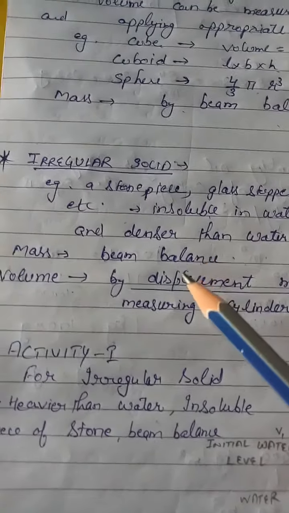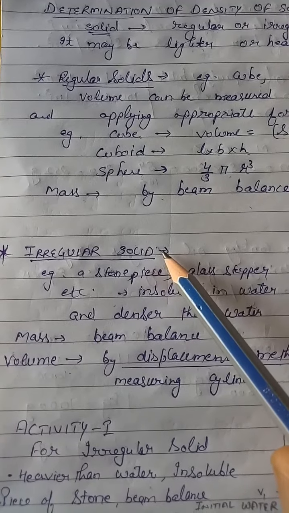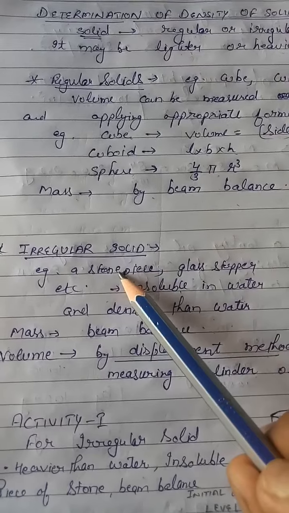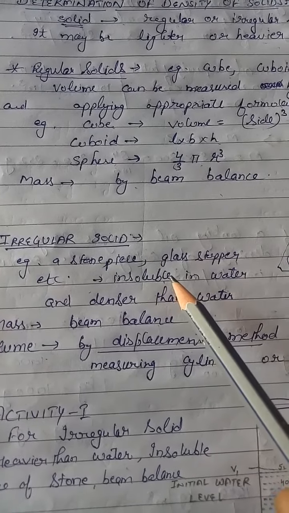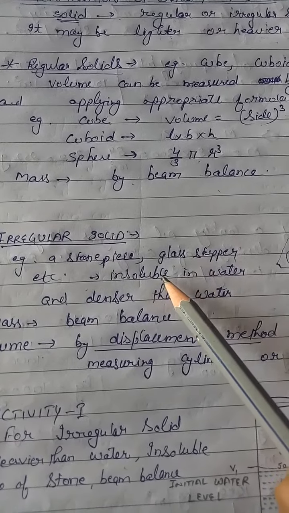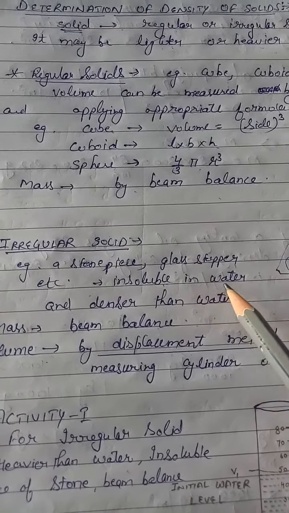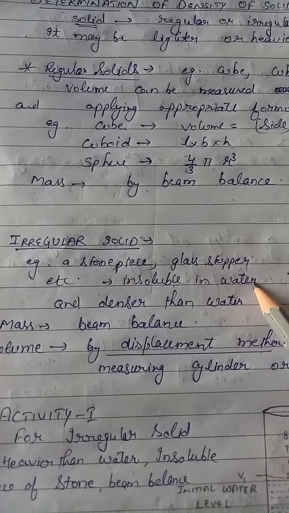But what happens if we have an irregular solid? An irregular solid means it does not have a definite shape, for example a stone piece or a glass stopper. It should be insoluble in water. It should not dissolve in the water.